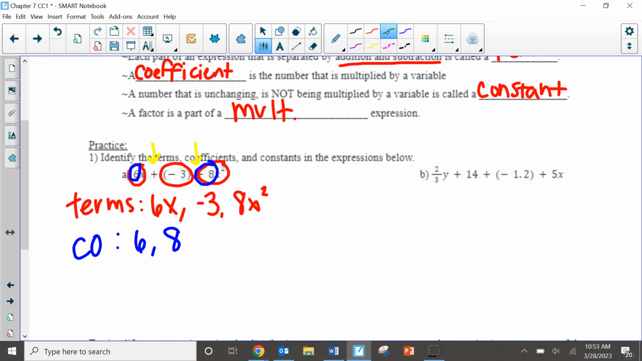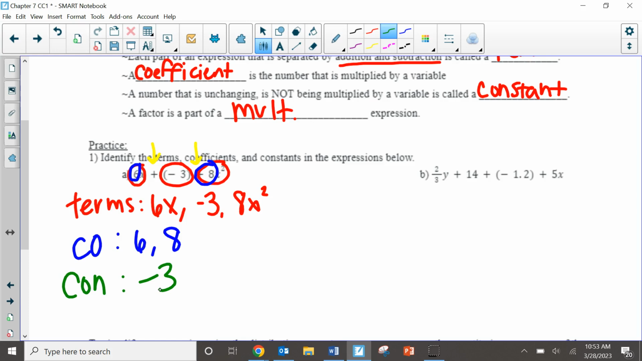And then lastly, any constants. So they are not being multiplied by anything. They do not change no matter what you plug in for the variable. And we only have one. We just have that -3. No matter what I plug in for x, at one point I'm still going to have to combine it with a -3. So pause this video and try to find those 3 items in the next expression for B.